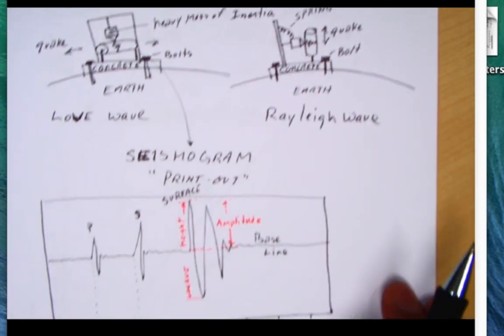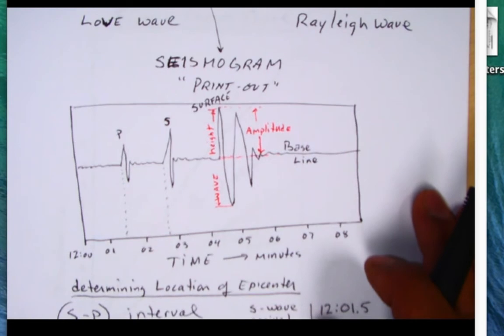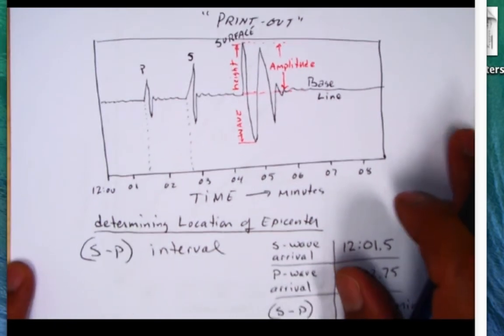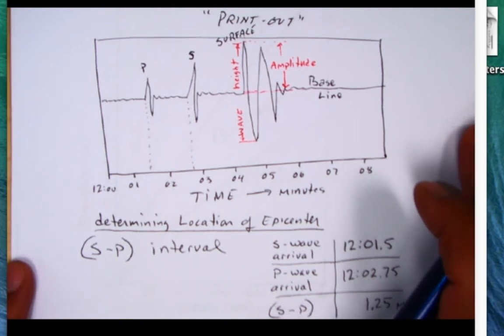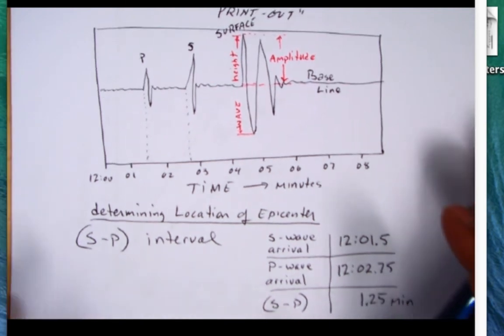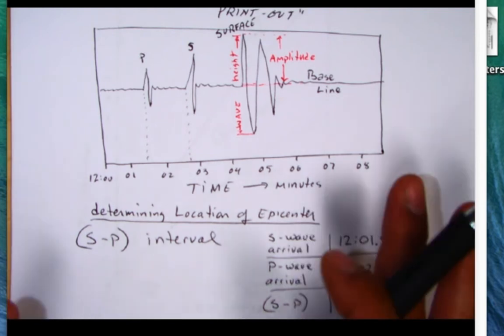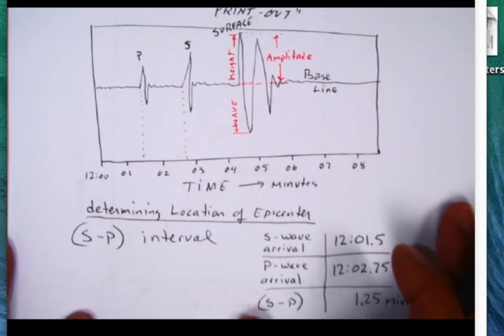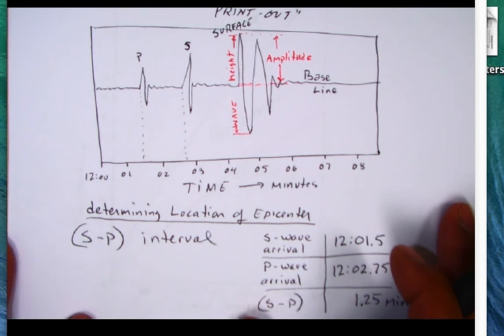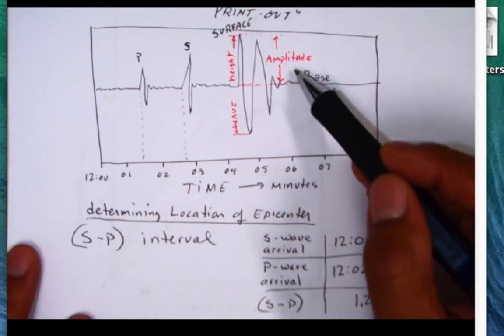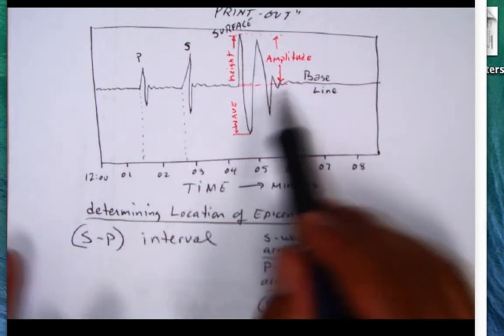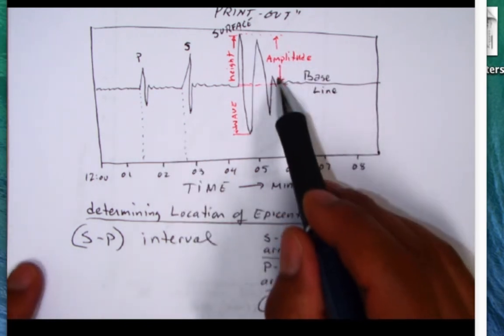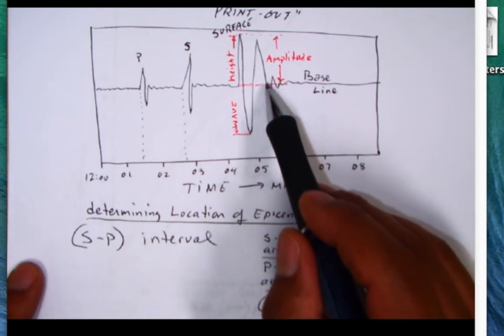Now remember, the seismogram is a printout, and we get a really important piece of information off the seismogram. We can determine the distance to the epicenter by looking at this seismogram. We could also measure the Richter magnitude based on the amplitude of the wave here. So those are really two pieces of information we can get: the distance to the epicenter, plus the magnitude of the local shaking, or the Richter magnitude.